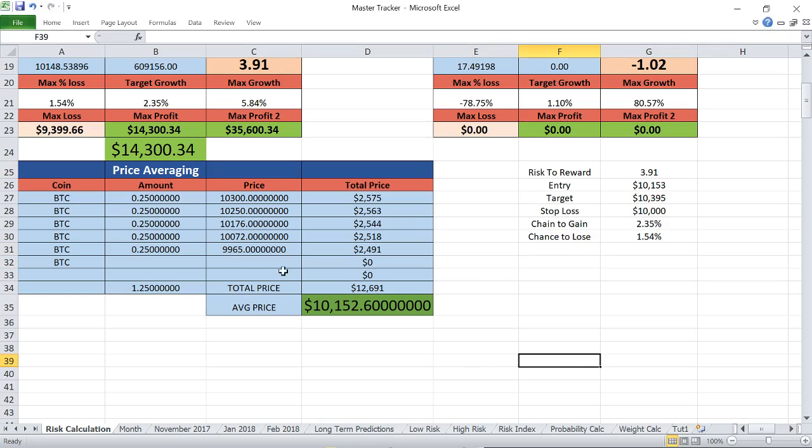So now, if I'm buying in these positions right here, actually, who am I kidding? I probably buy 0.5 in here, and I buy 0.5 in there, okay?